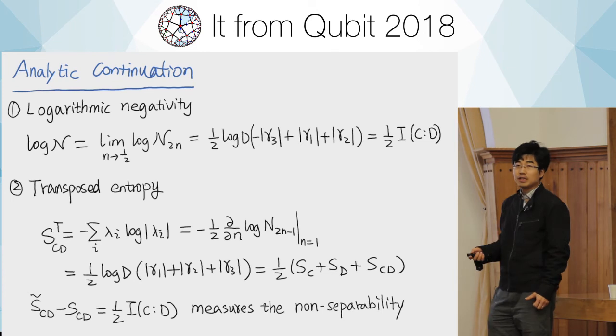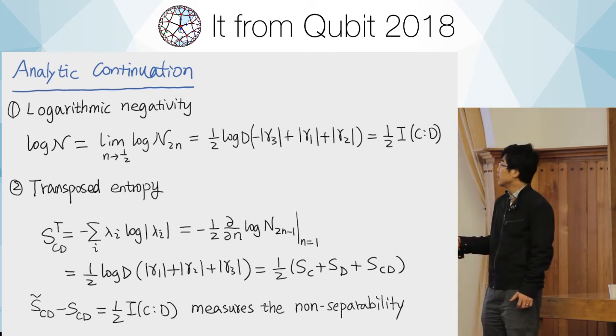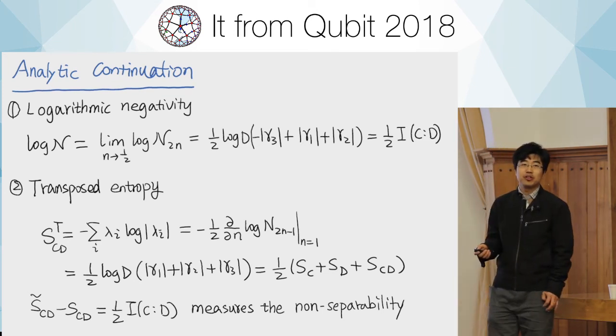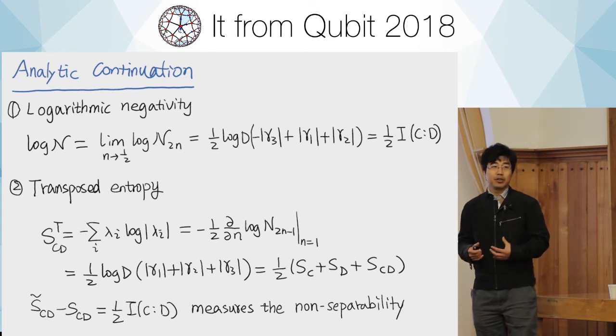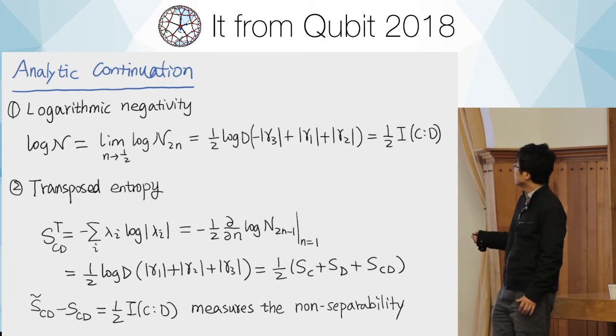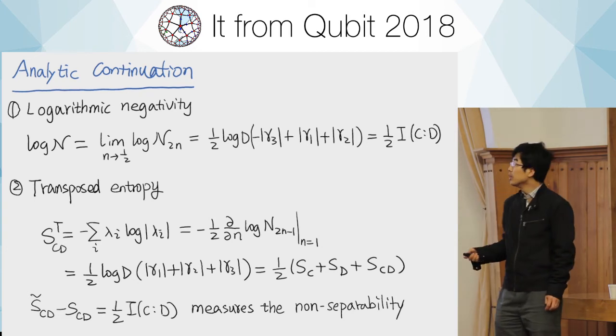I don't know whether that statement is precise, but at least they are simply proportional. So mutual information usually can come from classical correlation too, right? But here they are all contributing to negativity.